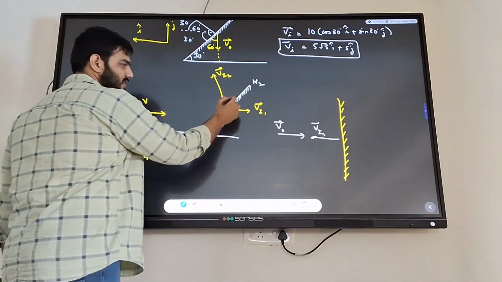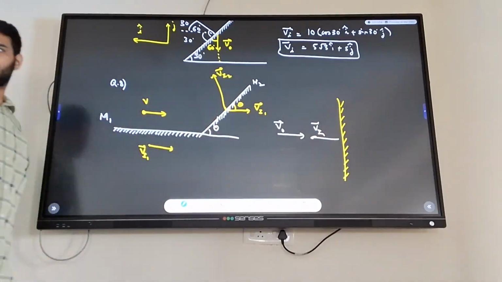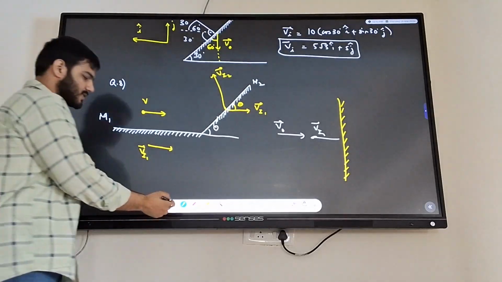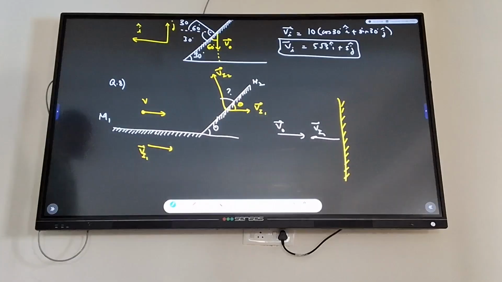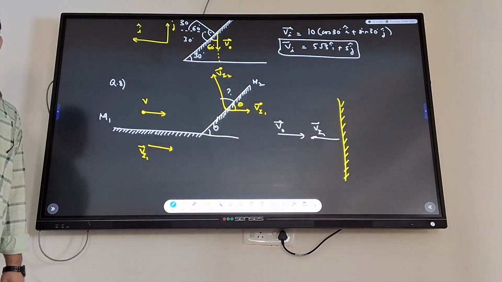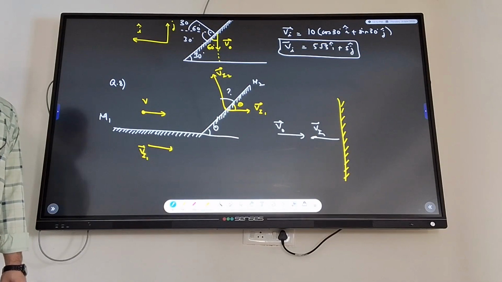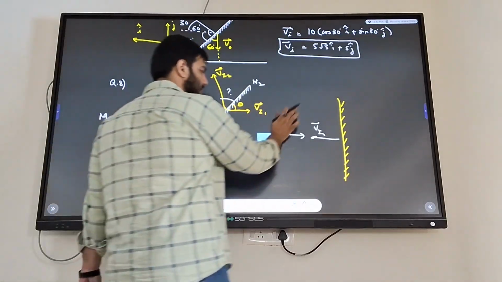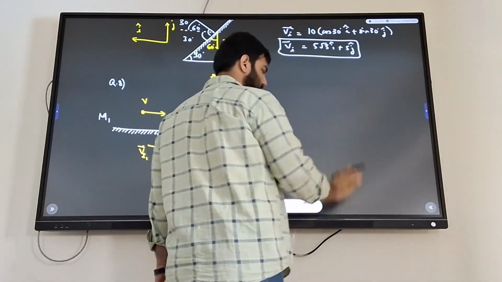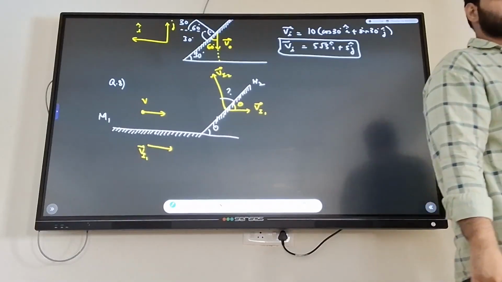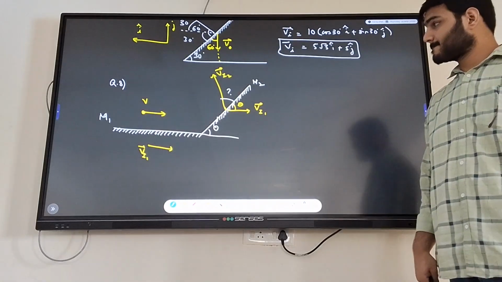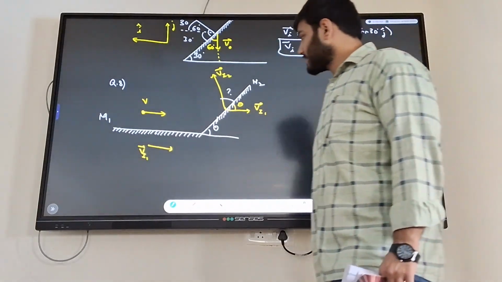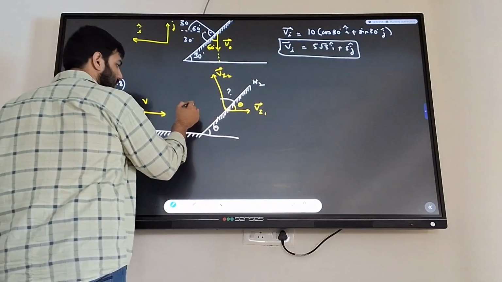If this is angle theta, then this is angle theta? Yes? What about this angle? Can somebody tell me what this angle should be? 2 theta. Think carefully. What will that angle be? Theta, not 2 theta. Sir, theta, because the angle made by the incident ray and the deflected ray will be equal.